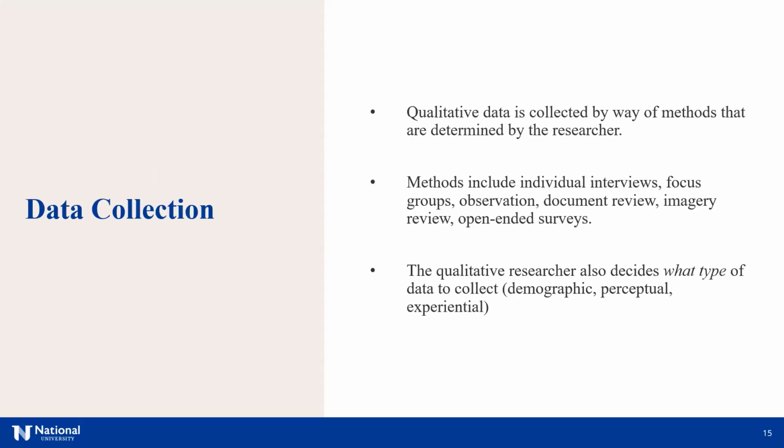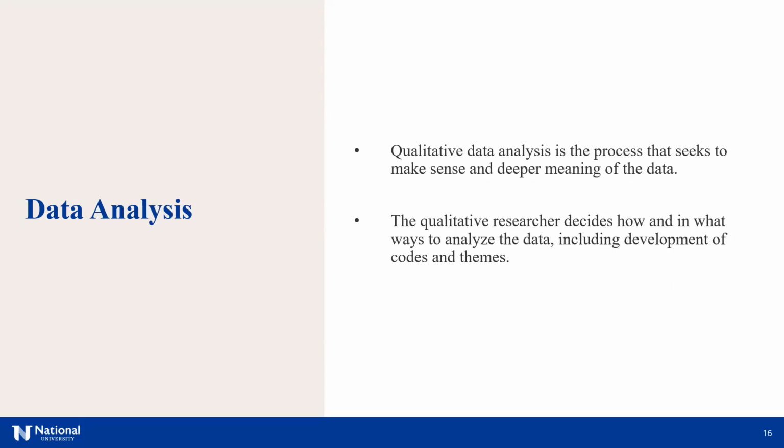Let's start with the first stage, which is data collection. The qualitative data is collected by various methods that you as the researcher determine. These can include individual interviews, focus groups, which is essentially a group interview, observation, document review, imagery review, even open-ended surveys. The qualitative researcher also decides what type of data to collect, whether it's demographic, that is information about the research participants, their age, their stage of life, their occupation, etc. Perceptual information, which is what the participants think and feel, and also experiential information, what is going on in their experiences that you are looking to convey and to report on.